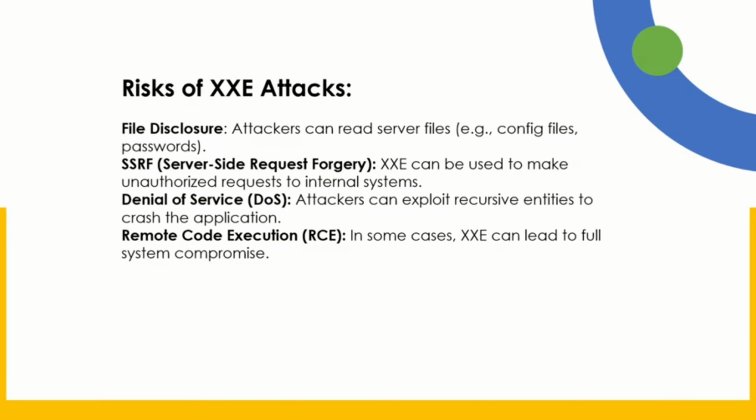First one, file disclosure. Attackers can read server files from the server system. This includes configuration files, password files, or API keys.